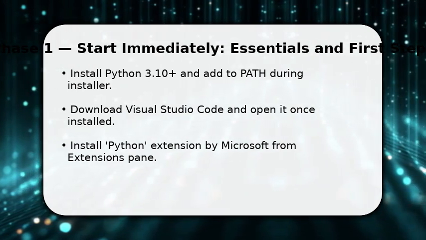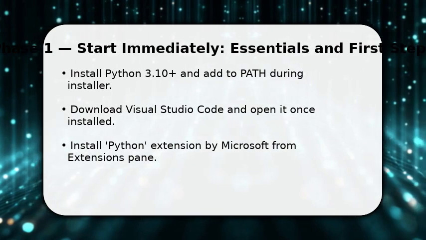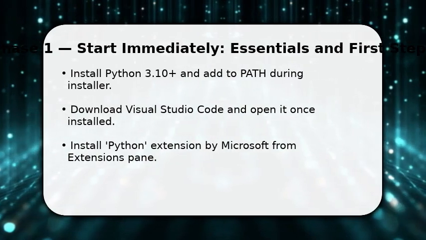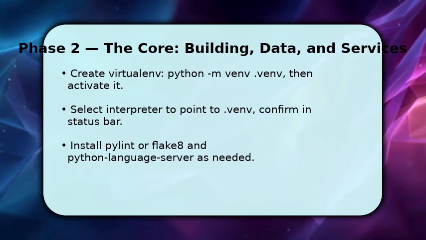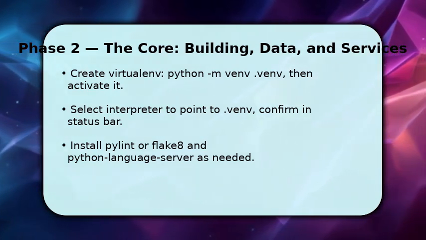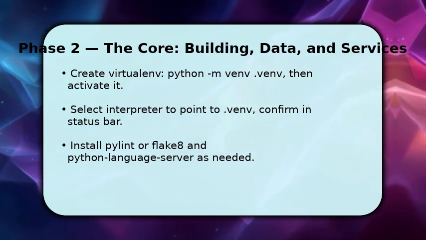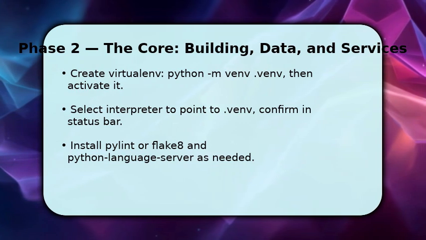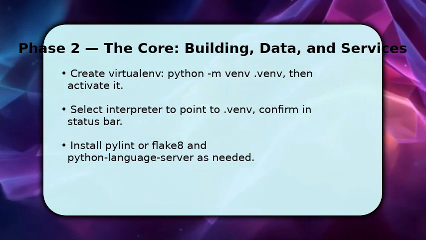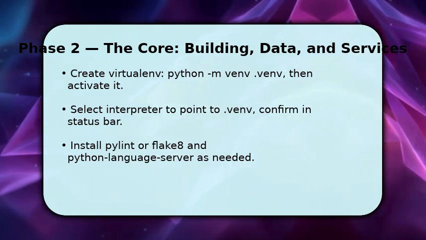Also set a default interpreter now by using Command Palette and selecting Python: Select Interpreter, which avoids ambiguity later when you create a local virtual environment with python -m venv .venv and activate it in your shell. This isolates dependencies and prevents conflicts. Once activated, return to VS Code and use Command Palette to select Interpreter so it points to venv. Confirm the interpreter path in the status bar.